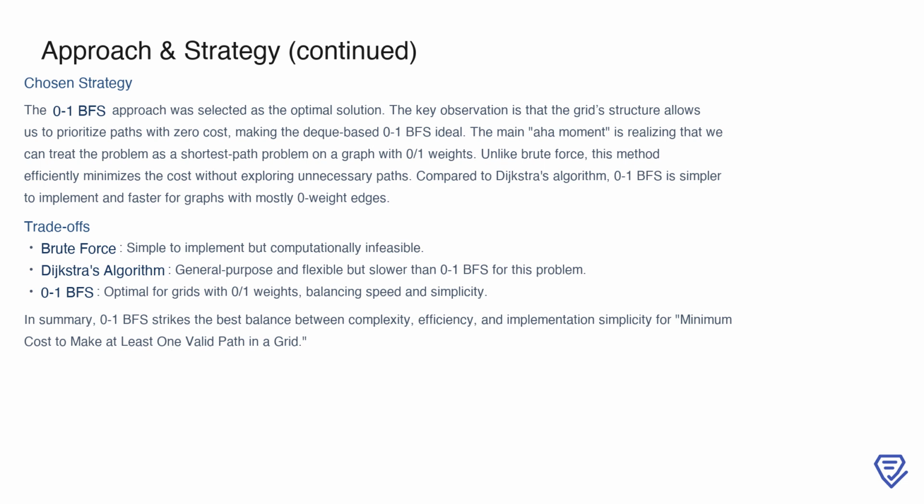The key insight here is recognizing that the grid structure allows us to treat it as a graph with 0/1 edge weights, enabling us to prioritize zero-cost paths effectively. This approach minimizes the cost without the need to explore unnecessary paths. Additionally, it is faster and simpler to implement than Dijkstra's algorithm, which, while valid, involves additional overhead due to its reliance on a priority queue.